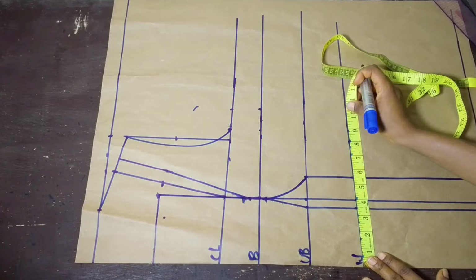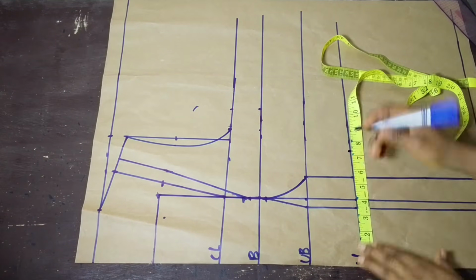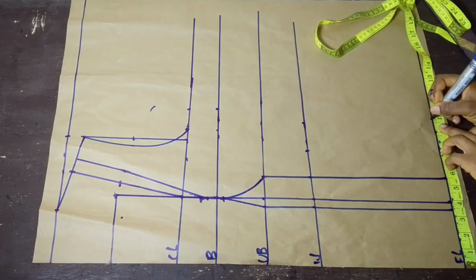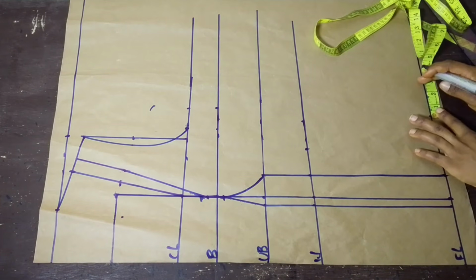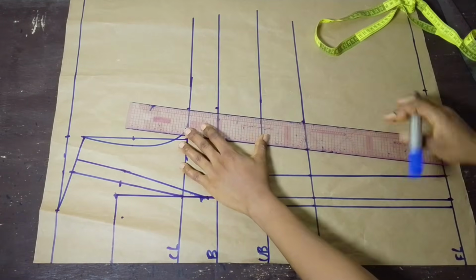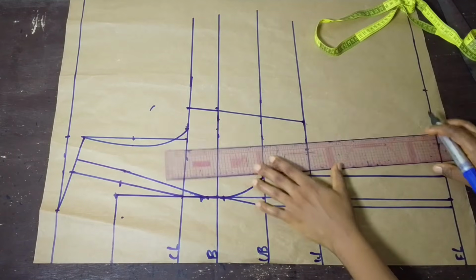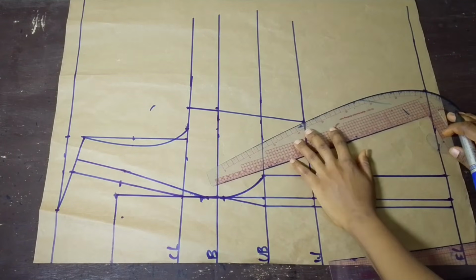After that is done, on this waistline, I will input the waist circumference divided by 4. Then I'll also add my dart allowance. I'll also come to the full blouse length and input the hip circumference divided by 4 and add the dart allowance. So I'll go ahead now and connect all the measurements from the chest line to the waist, from the waist then to the full blouse length.